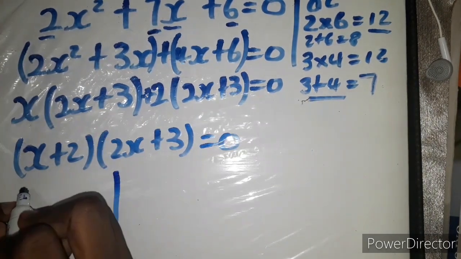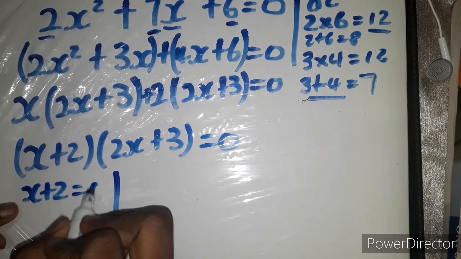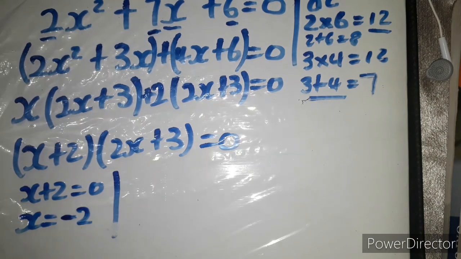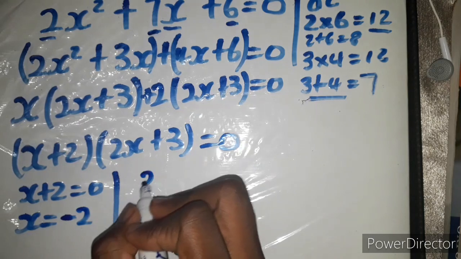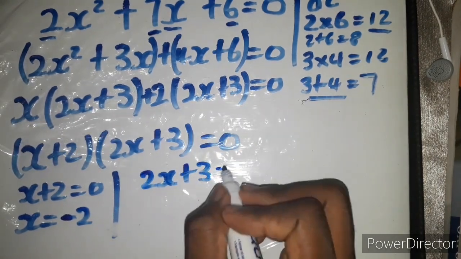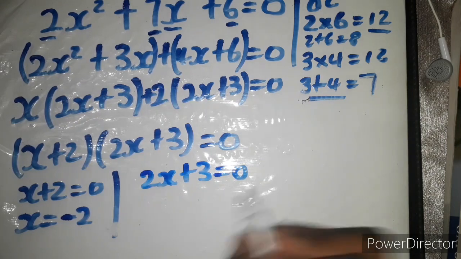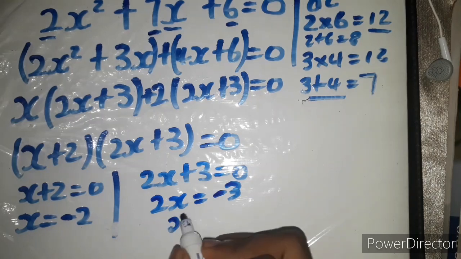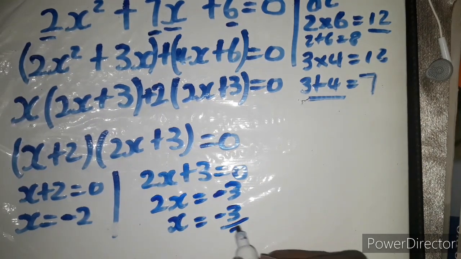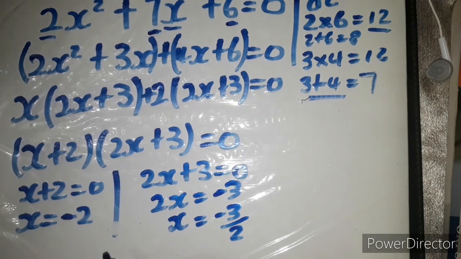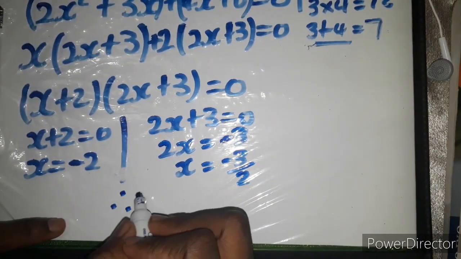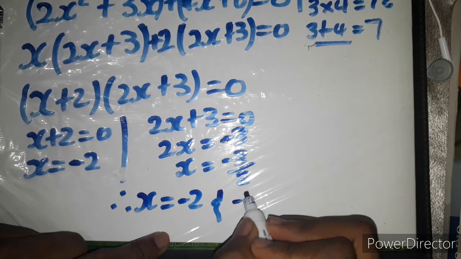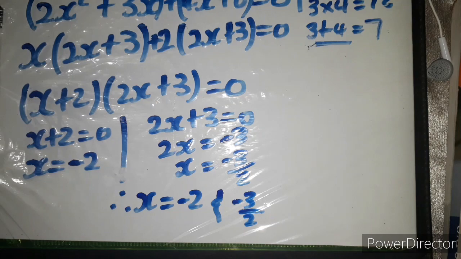So we do the first bracket, x plus 2, and that is equal to 0. X will be equal to, when we take over this 2, it will become a negative 2. And then we solve for this one. 2x plus 3 is equal to 0. So we solve for x. This will be 2x is equal to, this will become a negative 3. X is equal to negative 3 divided by 2. So we can say, therefore, x is equal to negative 2 and negative 3 over 2. As simple as that.